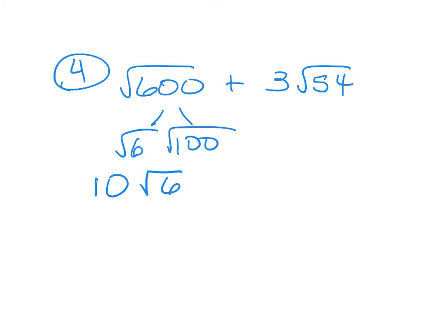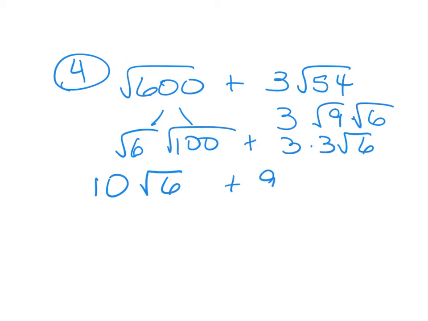I'm going to do the same thing to the 54. I could break the 54 into 9 times 6. And then I can square root and get 3. Actually, let me do it here. 3 times the square root of 9 is 3. The square root of 6 I leave. And now I get 9 square root 6. Remember, when you add radicals, the radical stays, and you add the coefficients, or the numbers outside.